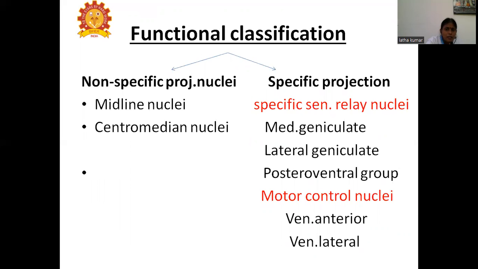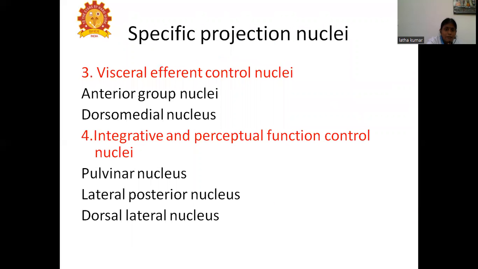The nuclei that come under the specific sensory relay nuclei are the medial geniculate nucleus, lateral geniculate nucleus, and posterior ventral group of nuclei. The nuclei under the motor control nuclei are the ventral anterior and ventral lateral nuclei. Visceral efferent control nuclei are the anterior group nuclei and dorsomedial nucleus. Integrative and perceptual function control nuclei are the pulvinar, lateral posterior nucleus, and dorsal lateral nucleus.